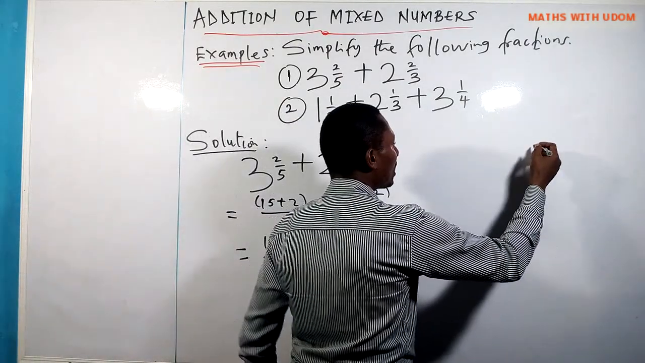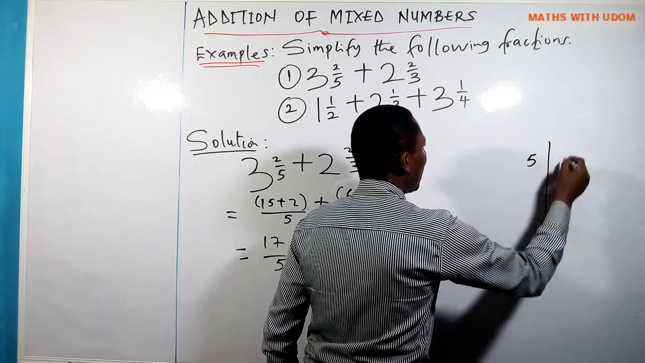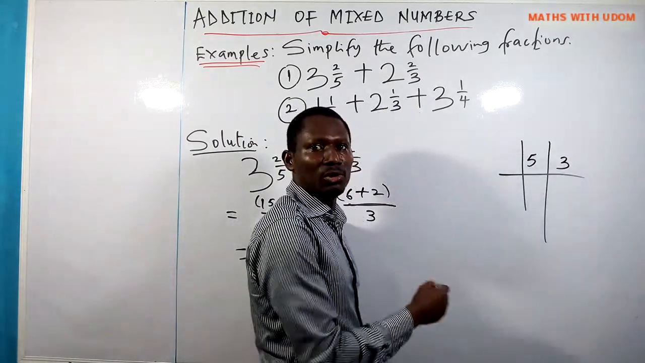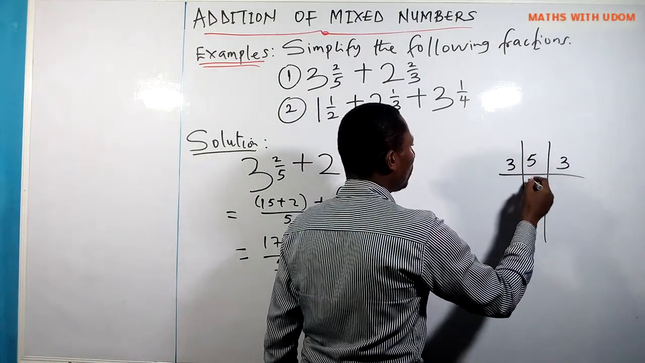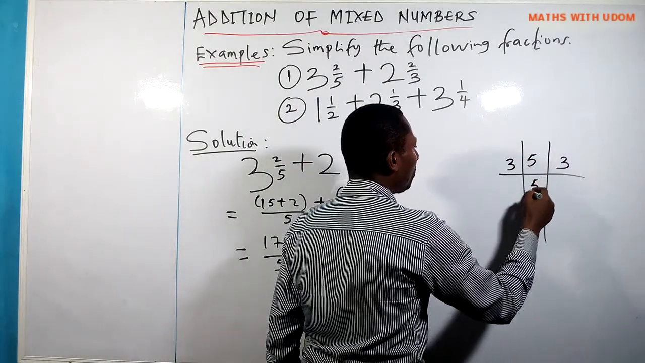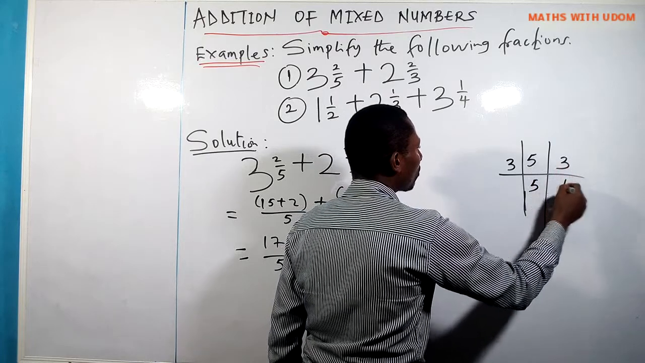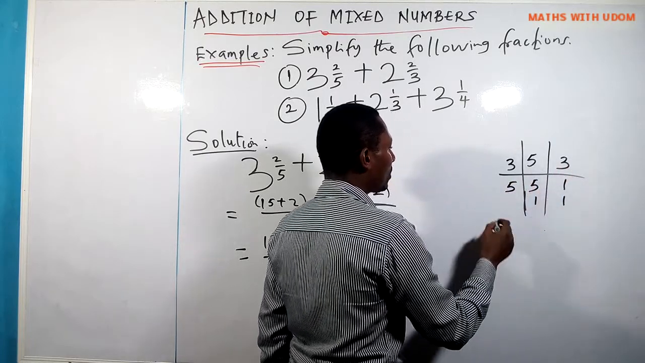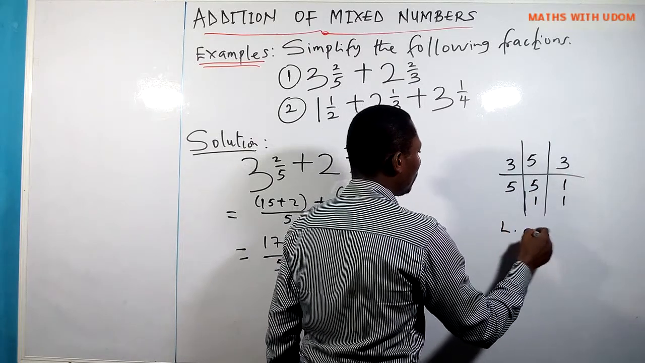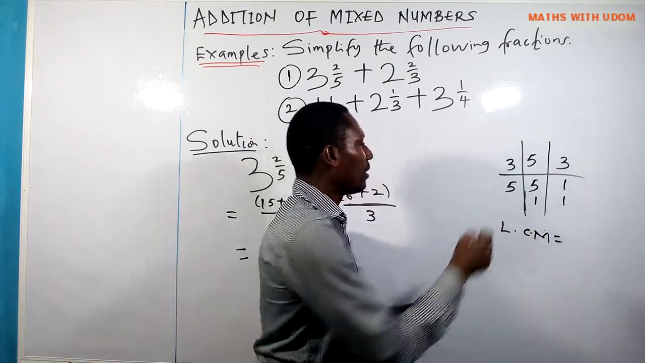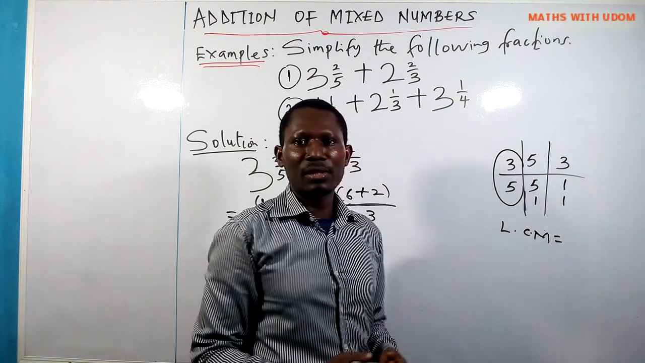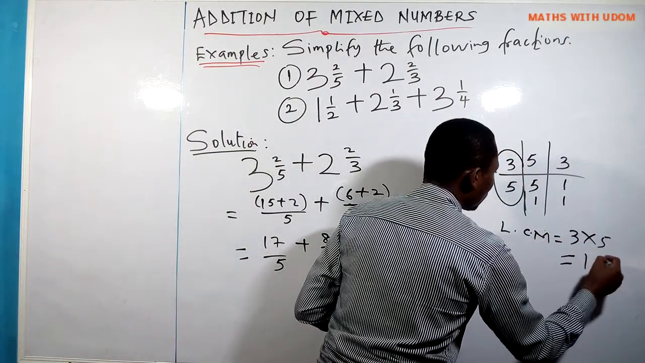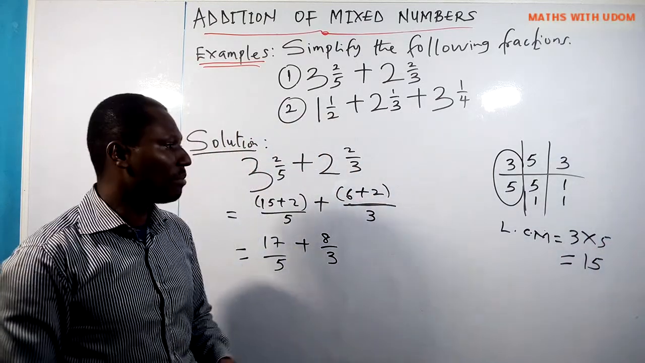So let's come to this side. We have 5 and we have 3. Can 3 go in 5? Impossible. You repeat 5. Then 3 in 3 is 1. Then 5 in 5 is 1. Then 1. So our LCM will now be 3 multiplied by 5, which is 15. So our LCM is 15.